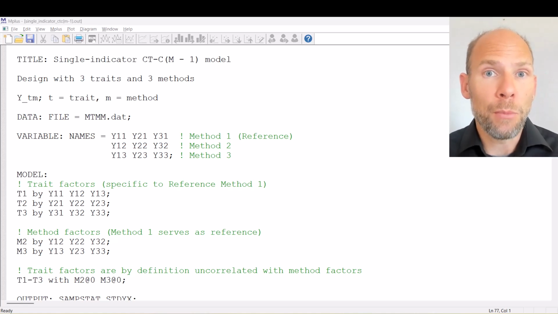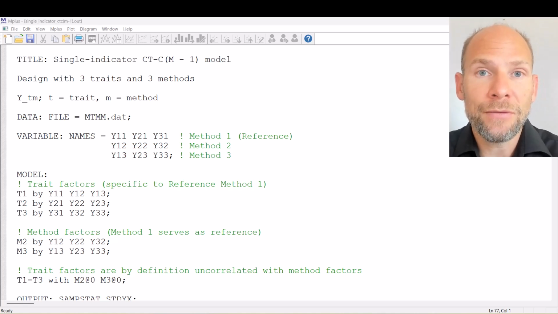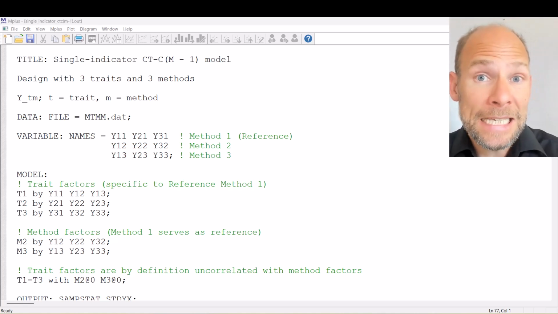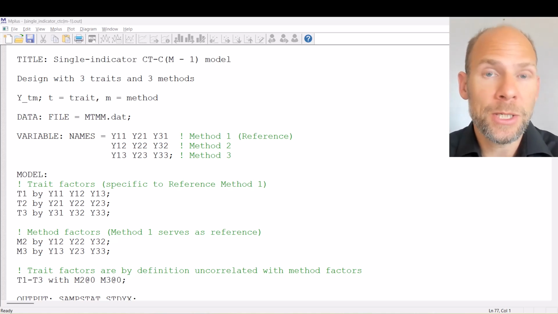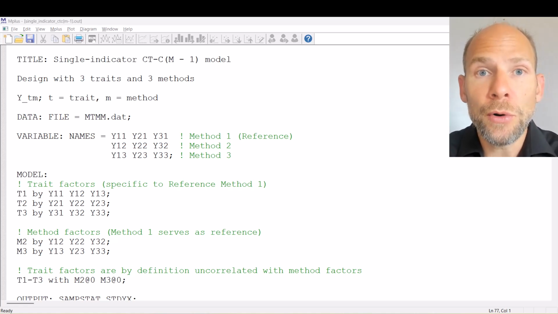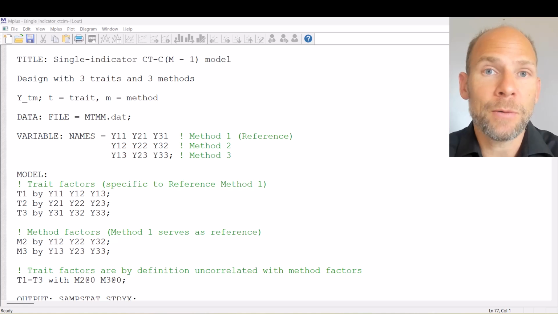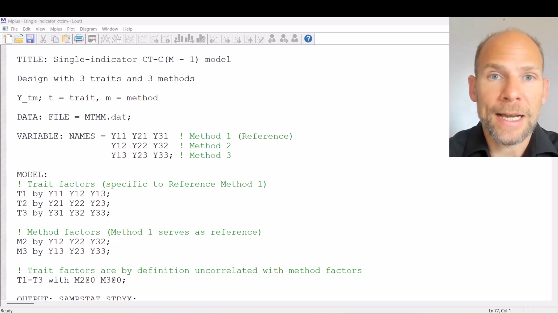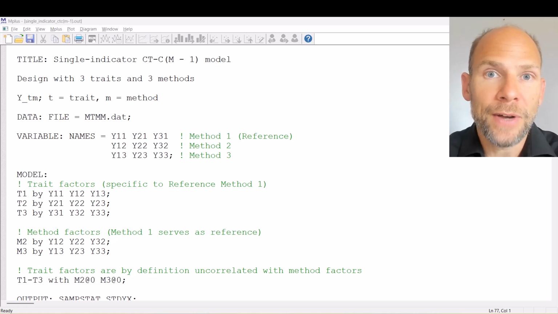If you want to learn more about the CTCM-1 model and its structure, then I recommend that you first check out my other video that is called What is the CTCM-1 model on this channel here, so you can learn about the model structure first, and then you can revisit this video here where I show how to run this model in Mplus. So for those of you who already know the CTCM-1 model per se, but want to learn about how to specify it using Mplus, this is the video here that you should watch. So let's get started and let's take a look at the Mplus input file first.